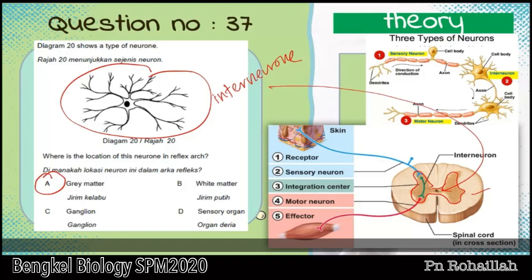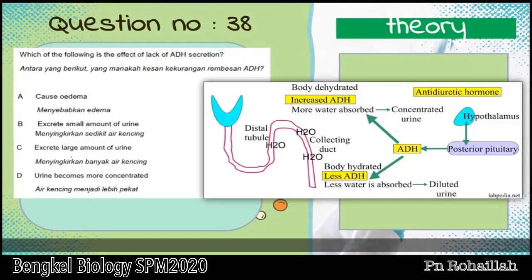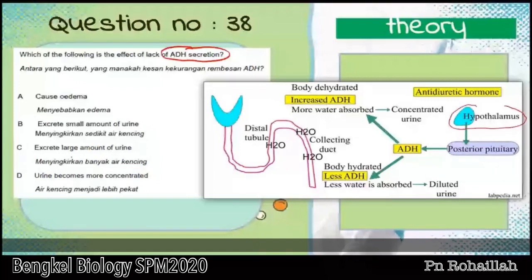Okay, next. 38. Which of the following is the effect of lack of ADH hormone secretion? Okay, ADH hormone secretion. What is the effect? So, look here. First, hypothalamus. Dekat mana hypothalamus? The hypothalamus is located in the brain. Under the hypothalamus there is a pituitary. So, this pituitary will release ADH hormone.